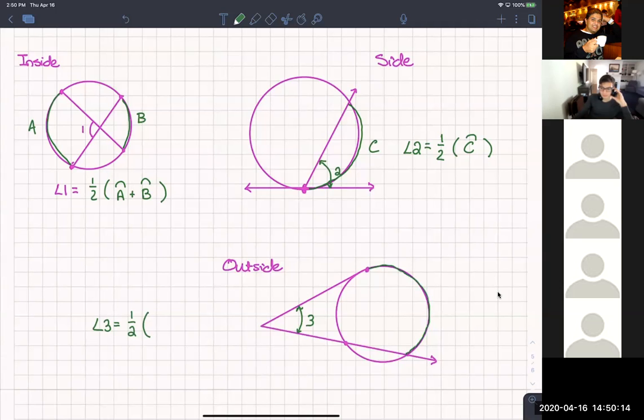Let's say this is arc D, and this is arc, say, E. So the formula for an angle on the outside is 1/2 the big arc, which in this diagram is D, minus the small arc. Those are the situations we can have with angles formed by chords and tangents. The angle can be inside, on the side, or on the outside. Any questions about these and any problems associated with these?